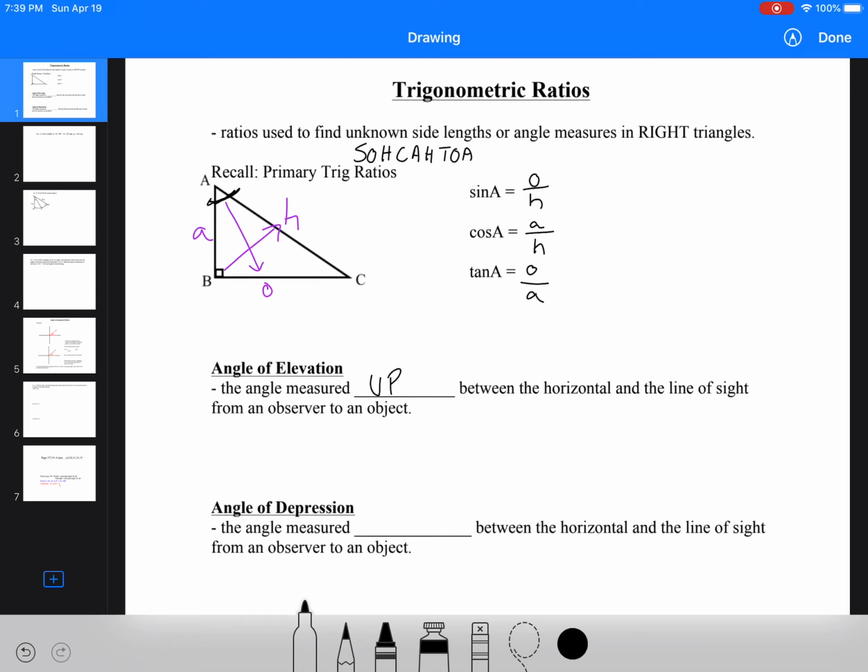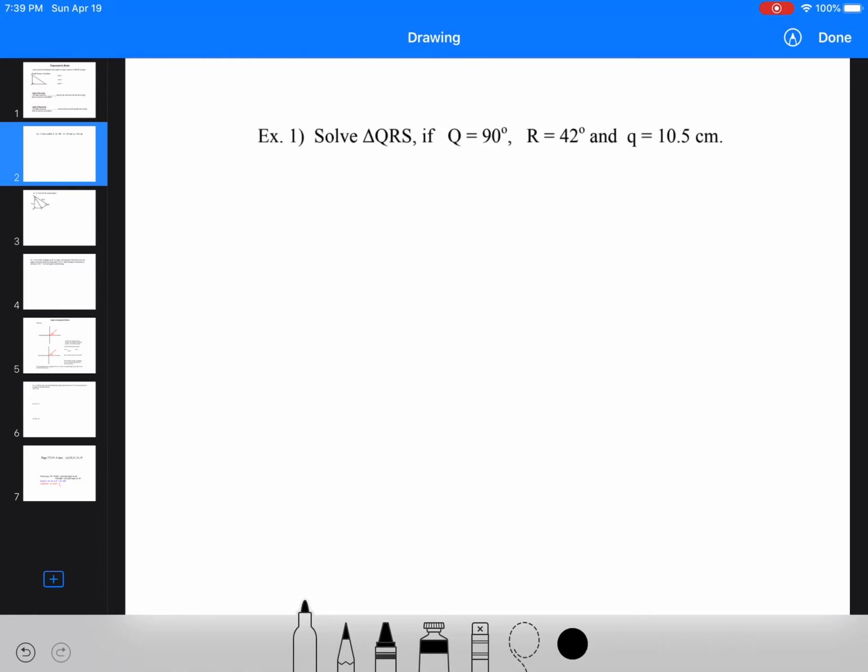Angle of elevation is always the angle measured above the horizontal, between the horizontal and the line of sight. So you draw a horizontal line out and then measure up. Angle of depression is always the angle measured down, and it's always from the horizontal. Either up or down.